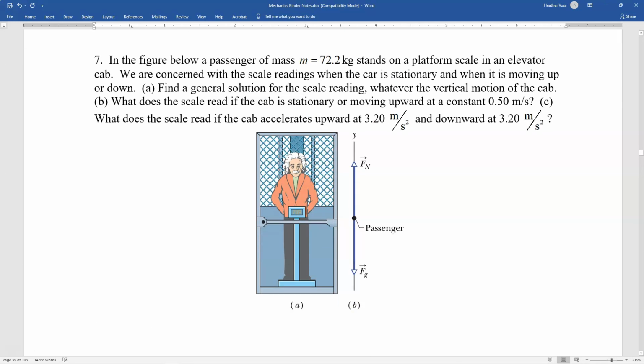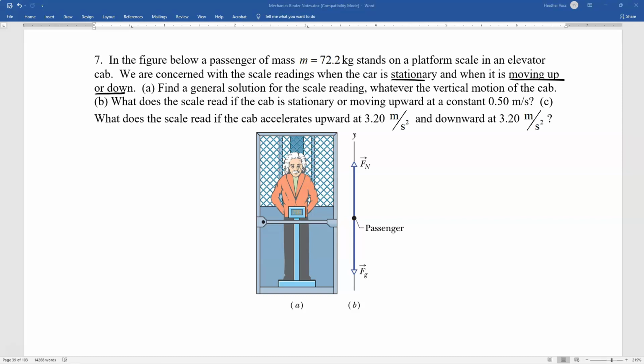So here we have a very familiar figure that is in an elevator. And so our passenger is standing on a platform in an elevator. And we are trying to read a scale. Now, what does a scale read? The scale is reading a normal force. So we are going to be looking at it when the car is stationary, when it is moving up, and when it is moving down. And so we want to find a general solution, whatever's happening with regards to the cab of the elevator.